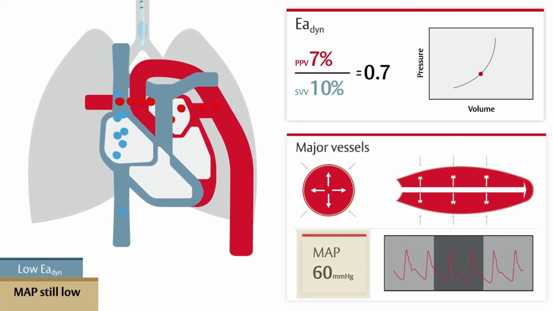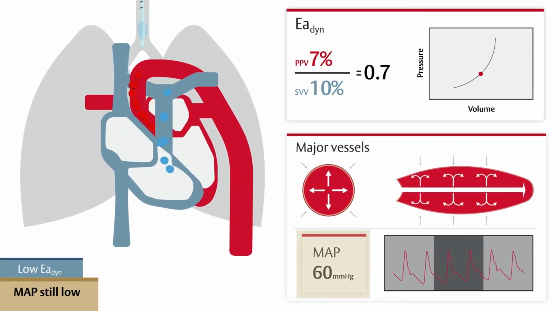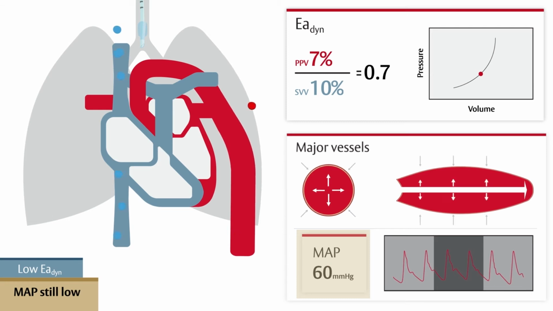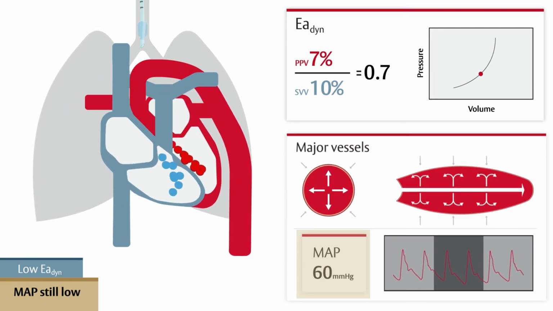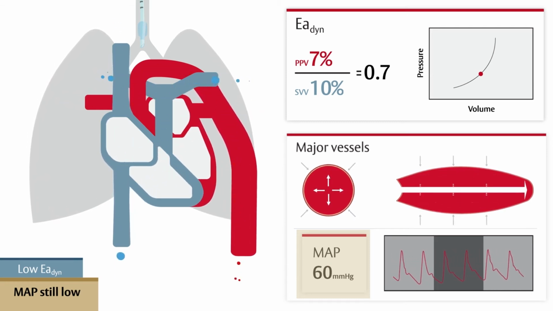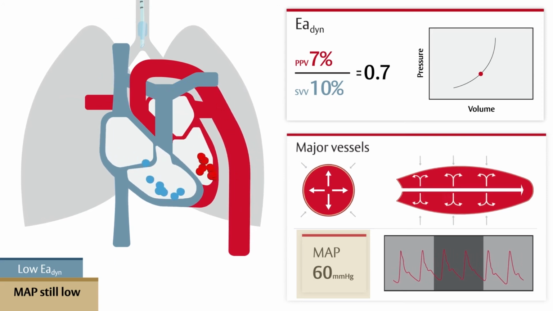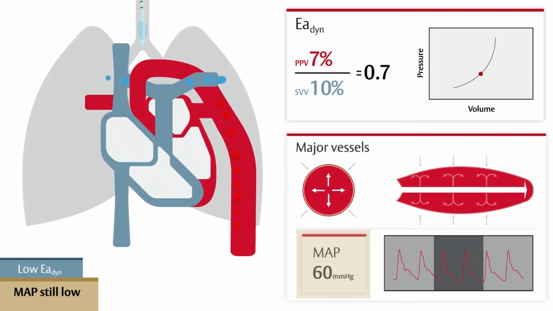The increased stroke volume ejected into the distendable or low elastance large vessels does not cause an increase in pressure. Therefore, mean arterial pressure does not increase in response to the fluid bolus, even though this has increased stroke volume.